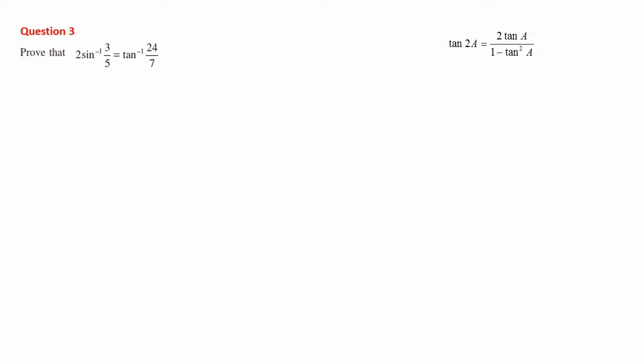So we should have a rough plan before we start solving this type of question. First of all, sine inverse 3 by 5 we substitute as A. Then the left side will be 2A. And when we take this tan inverse to the left side, it comes as tan 2A. So that is the way we are going to do. First of all, let's assume A is equal to sine inverse 3 by 5.